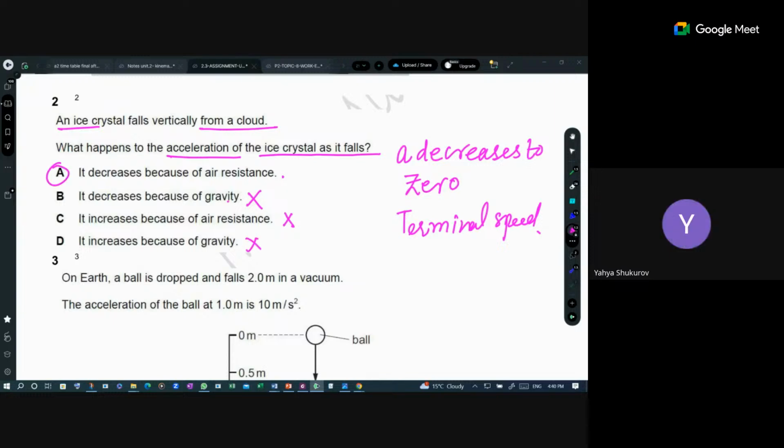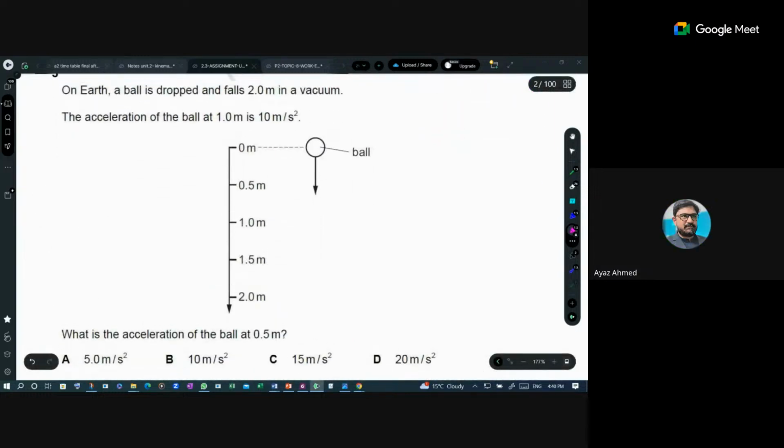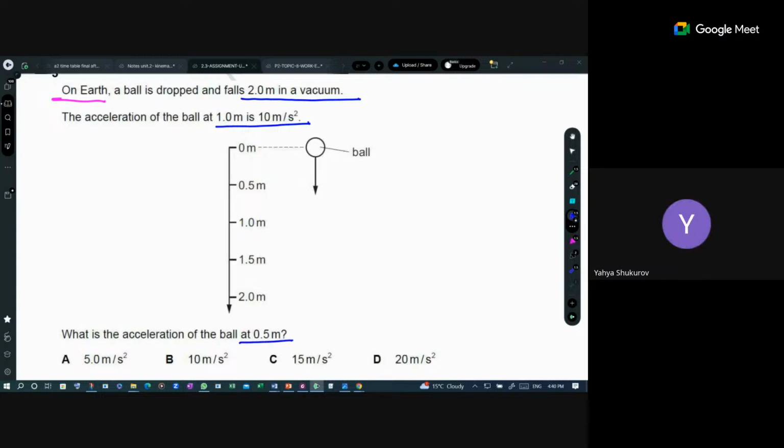Okay. Now this is a question. In this question, on Earth a ball is dropped. On Earth it means we are considering the resistance. A ball is dropped and falls 2.0 meter in vacuum. The acceleration of the ball at 1 meter is 10 meter per second square. What is the acceleration of the ball at 0.5 meters?